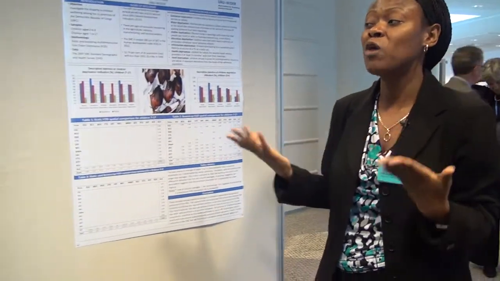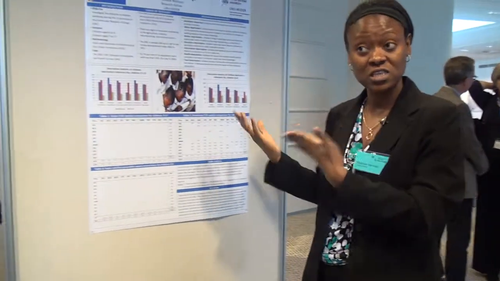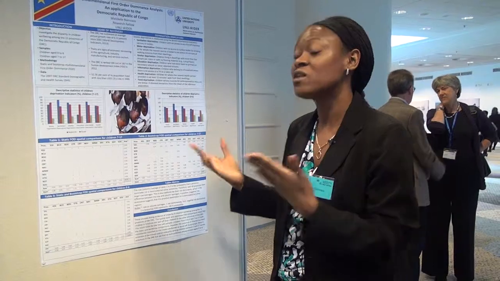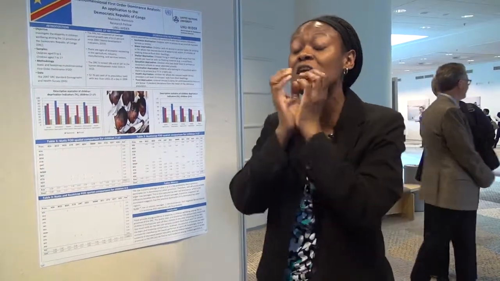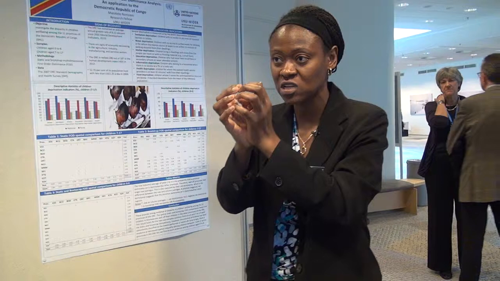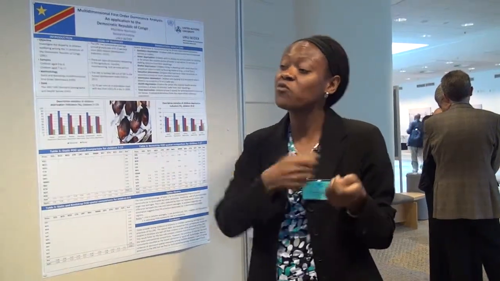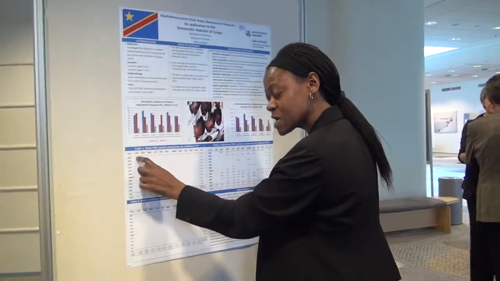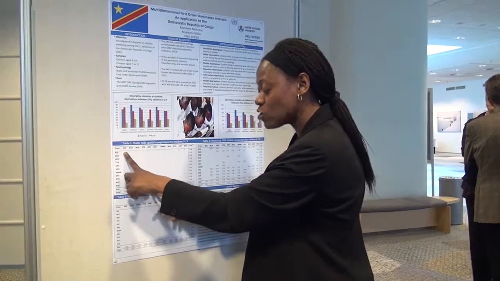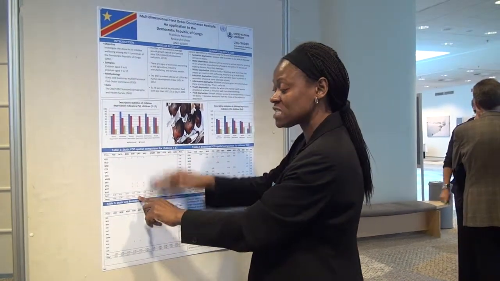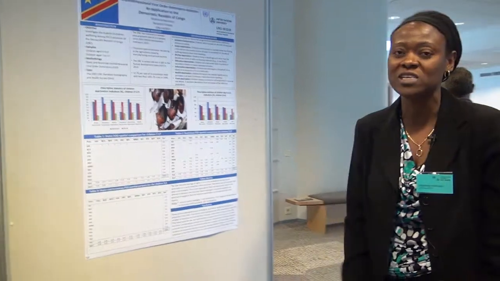So the policy impact for this study is basically that the result shows us that resources are allocated to Kinshasa and not enough to the other regions. Therefore, there is a need for reallocation of resources from Kinshasa to the Oriental province and the other provinces.